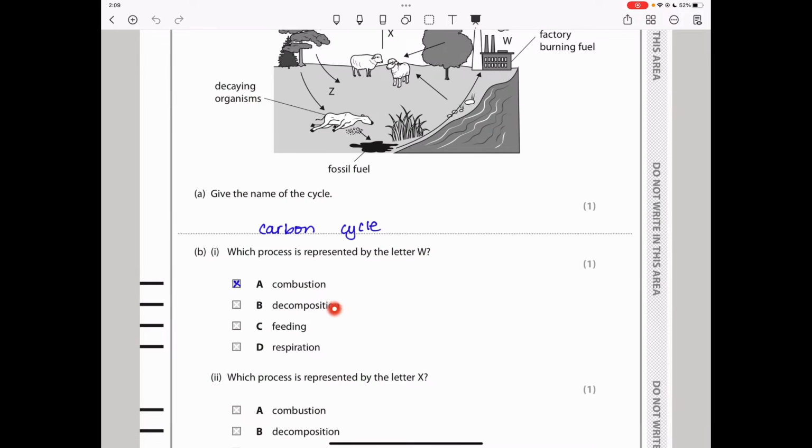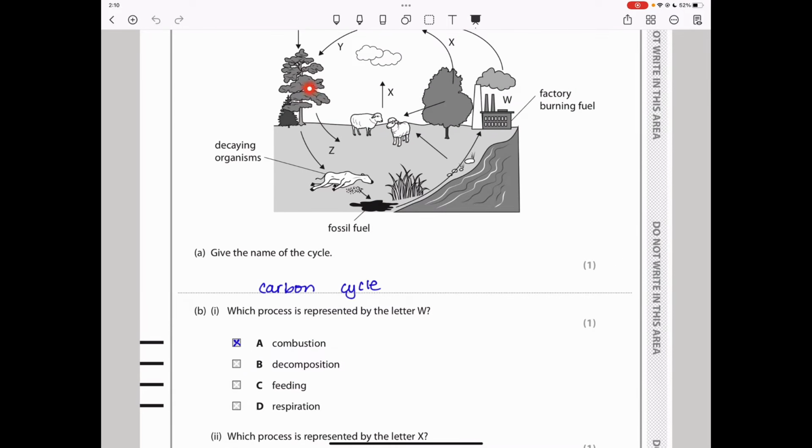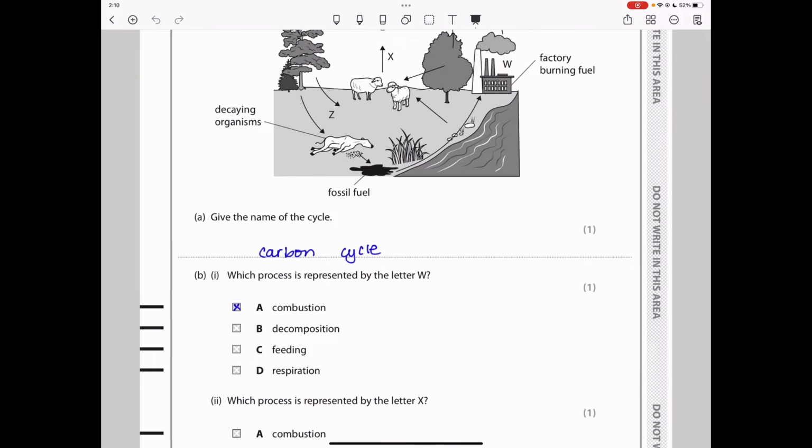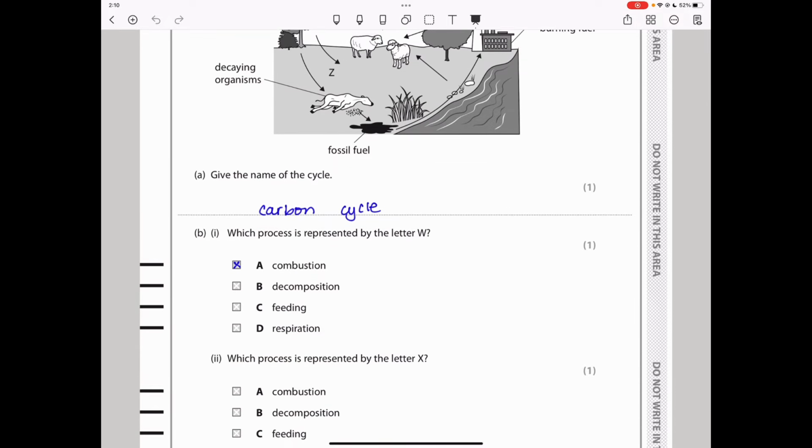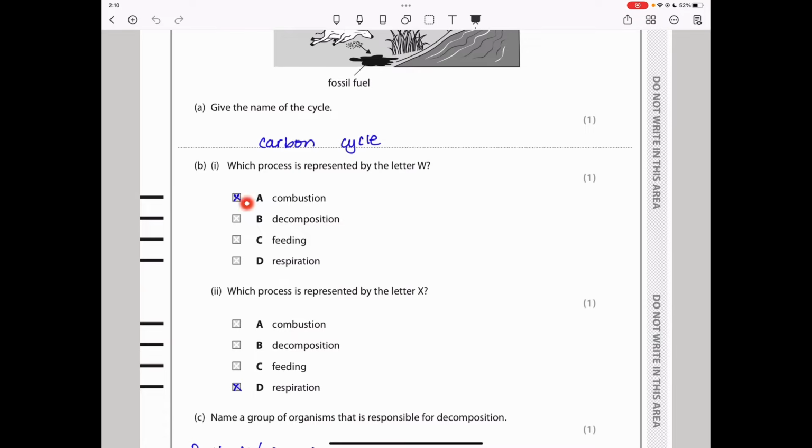Decomposition involves microorganisms. Feeding, of course, would involve animals that are feeding on the trees or so on. So this could be like feeding. If these animals eat, that would be feeding. And then respiration is when these organisms release CO2 to the environment from their cellular processes. That would be respiration. So the answer here should be A.